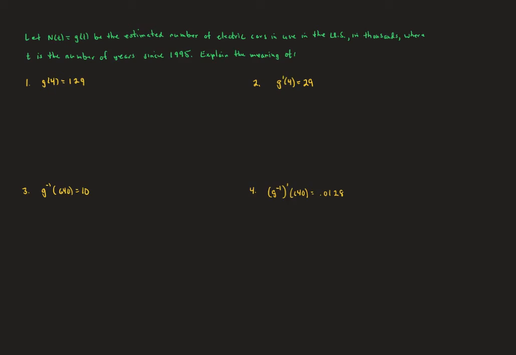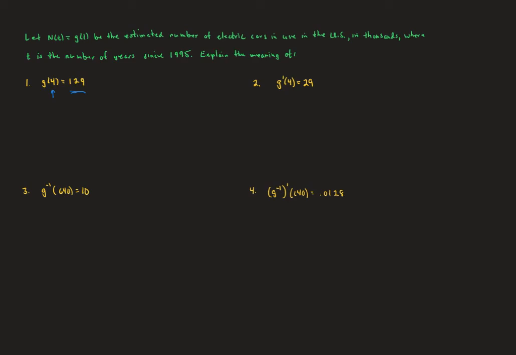As we look at these questions, let's start with number 1, G of 4 equals 129. You can see in the green that the G is representing how many electric cars there are in the US measured in thousands, and that the T value is the number of years since 1995. So this 129,000 is representing 129,000 electric cars 4 years after 1995. Maybe a little more clearly stated, we would say in 1999, there are 129,000 electric cars in the US.